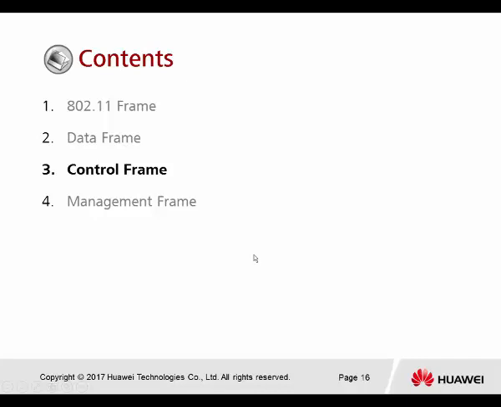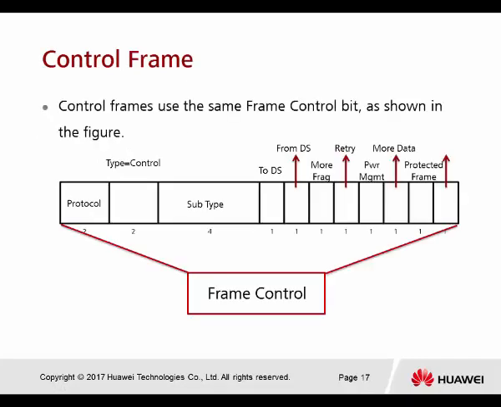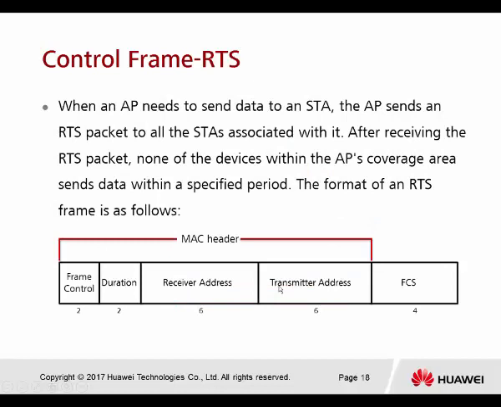Number 3, control frame. The control frame uses the same frame format as the previous one, the data frame. So they also have this information in the frame control. This control frame doesn't carry any data information. Just now, the data frame is the frame that carries the data. This control frame is just some very simple information. It's used to prevent collision.